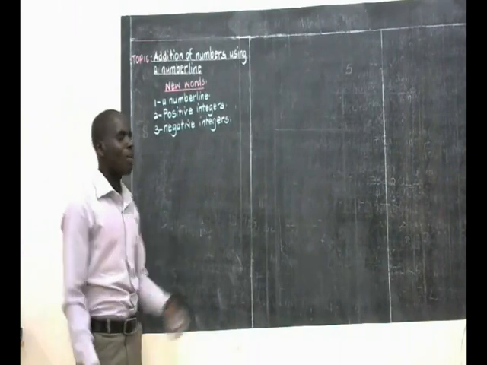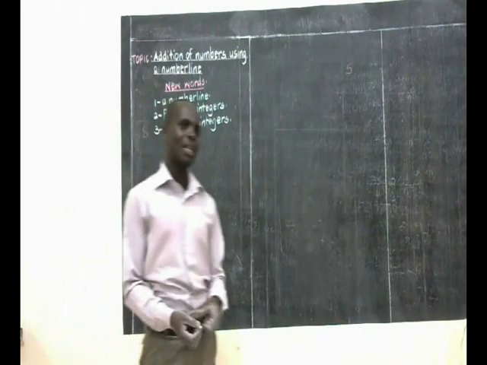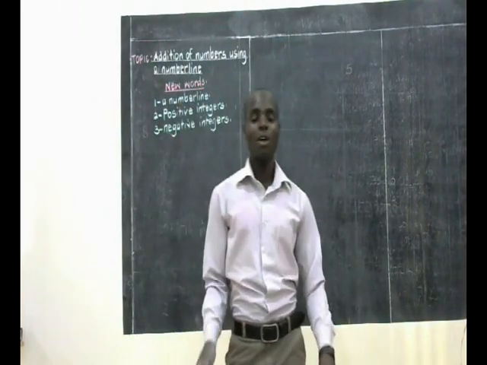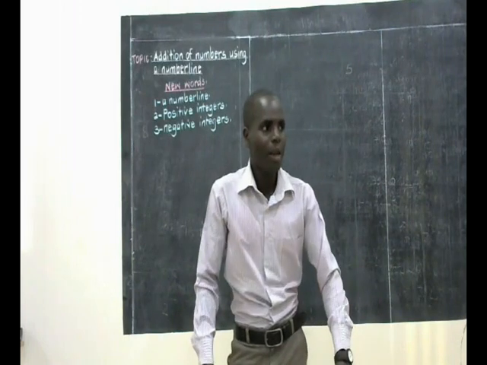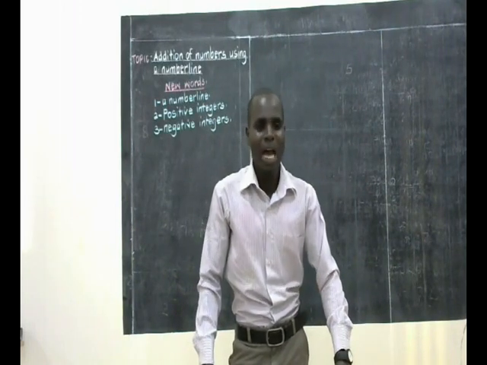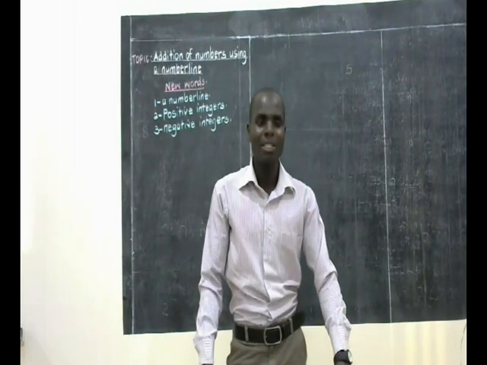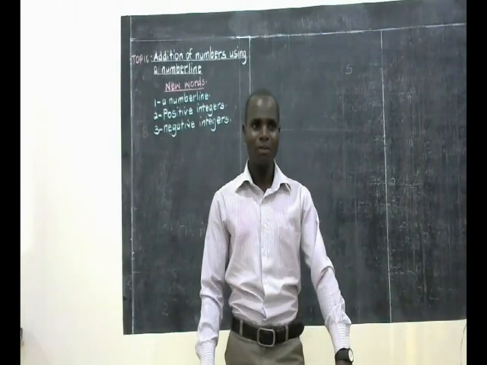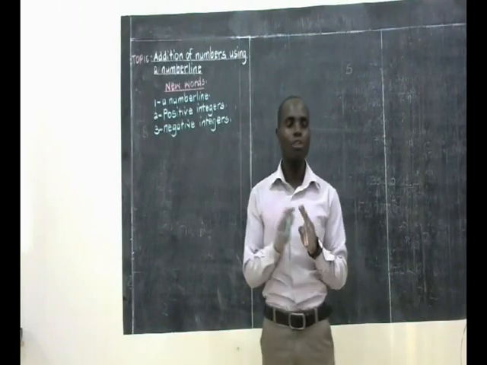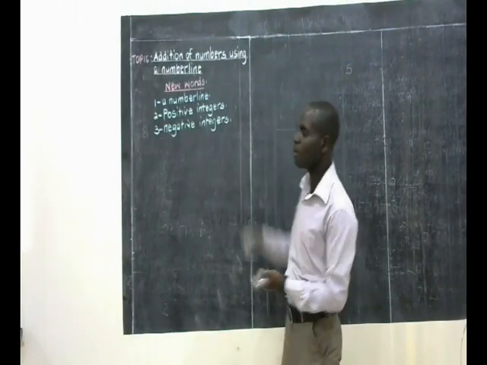And then also we have what we call a neutral number. The neutral number is always 0. Why do I call it a neutral number? It does not have any sign. 0 is neither positive nor negative. That's why we call 0 a neutral number. So these are some of the keywords.